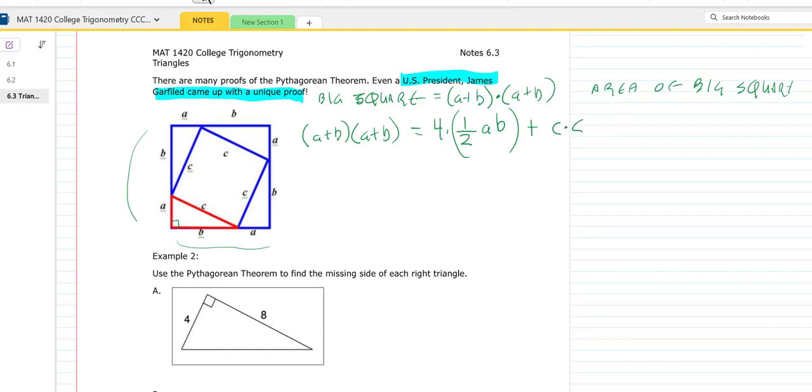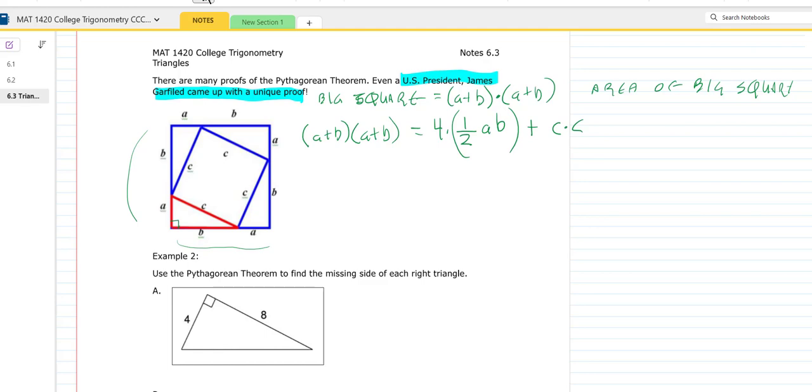So what I'm trying to show you is if you look at the big square, it's just base times height, so it's a plus b times a plus b. If you look at the components of this, it's the 4 triangles plus the area of the square. Now let's just work out some simple algebra and you'll be amazed at how this works out.